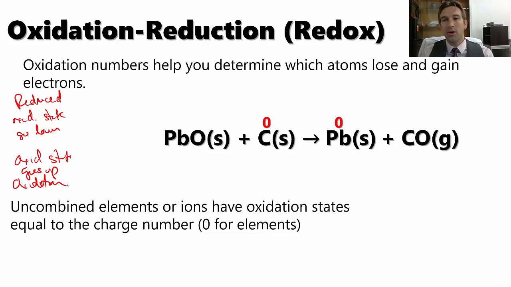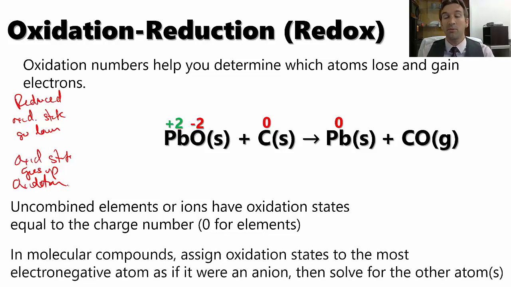Lead on the product side would also be 0 because these are both uncombined elements. They're neutral. Okay? Now, the oxygen here in our lead-2 oxide, that oxide ion, remember it's charged. It has a specific charge, and ions have an oxidation state that is equal to their charge number. So we're going to assign oxide a -2 oxidation state. In order to balance that out then, we know that our lead-2 ion must have a +2 oxidation state, and when combined we notice that this compound is neutral in terms of its overall oxidation.